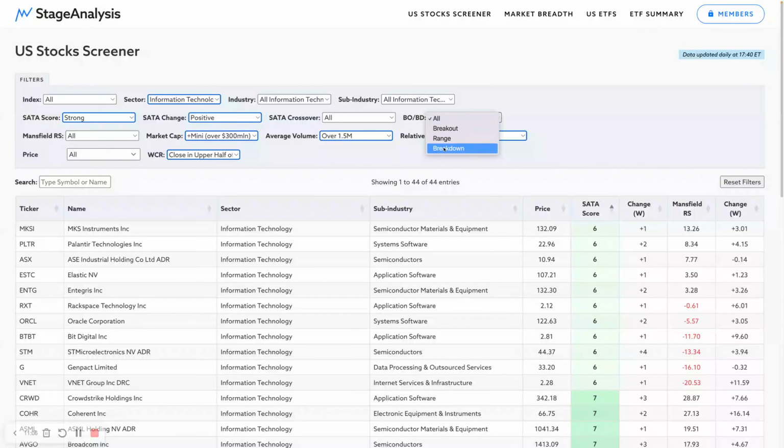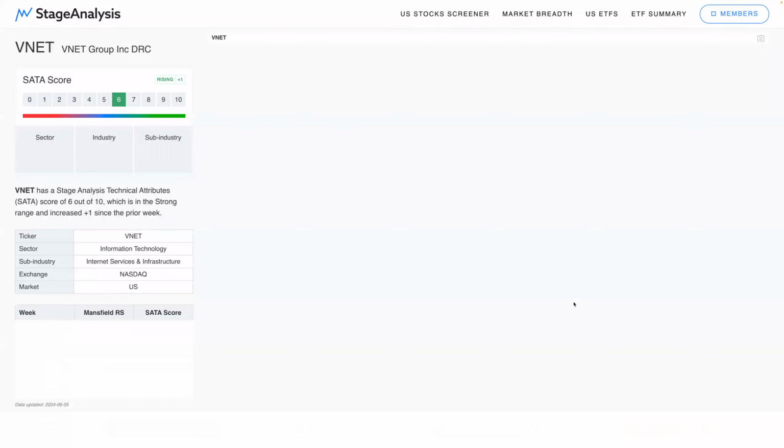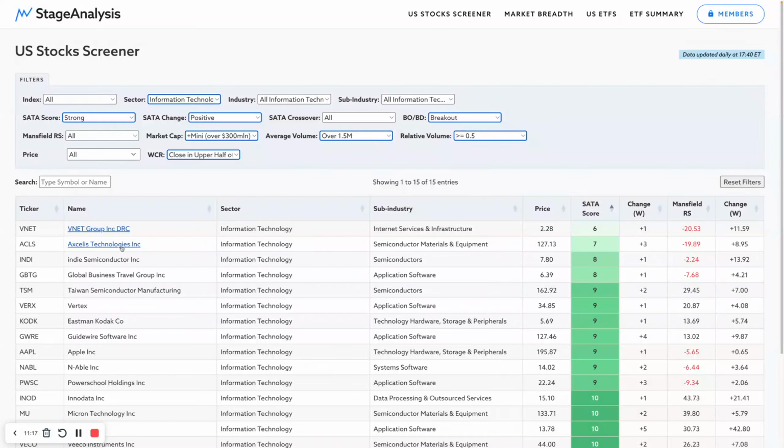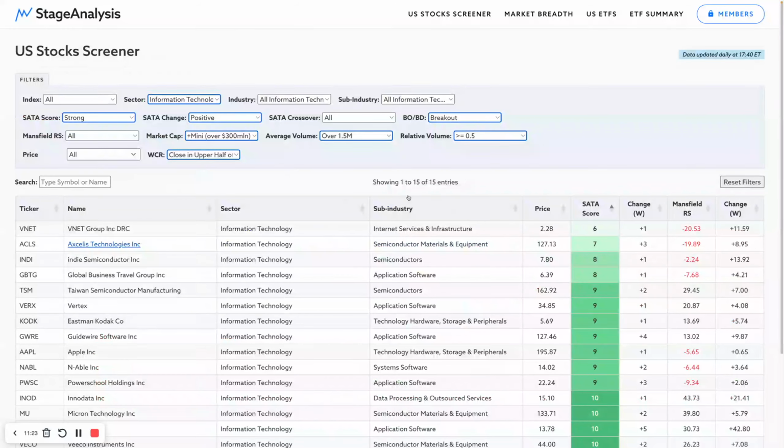You want to look for breakouts or breakdowns, looking for only those that have had a breakout as well. So VNet here, for example, look at that one. Not much of a breakout, but only a minor base breakout in the lower half here. So let's have a look what we got. Another lower base break on this one, ACLS. So you can quickly, lots and lots of different ways you can do that.